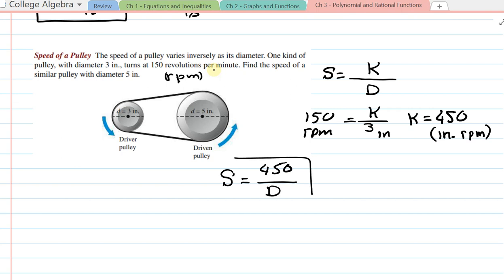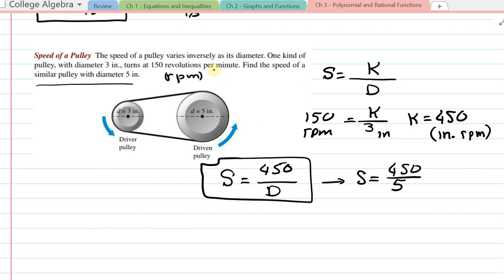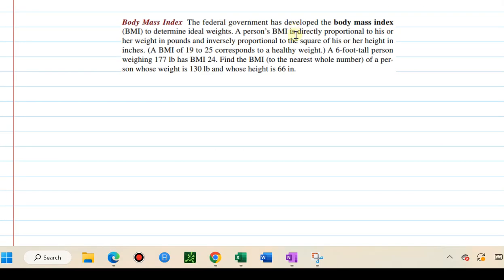And here's the updated formula for this. Now I can plug in and find the speed of the similar pulley with 5 diameter. So the speed is going to be 450 divided by 5, and that's going to be 90 RPMs. You see how simple it is? So identify the type of variation and use the provided information to determine the constant of variation.